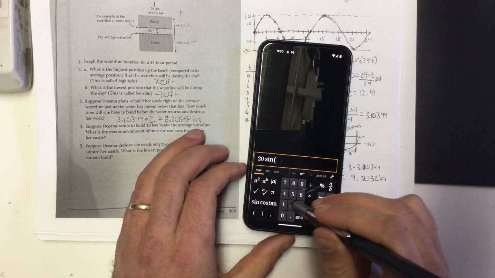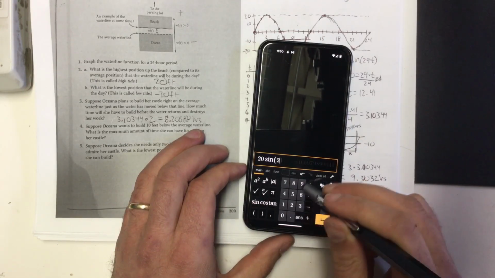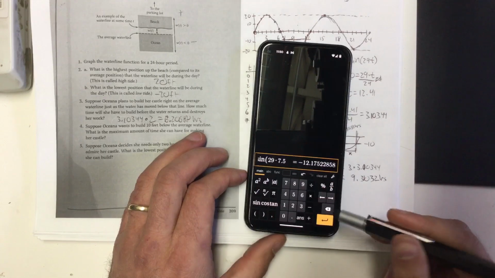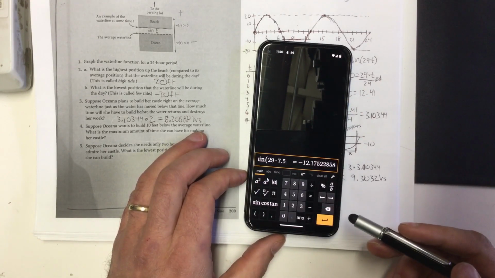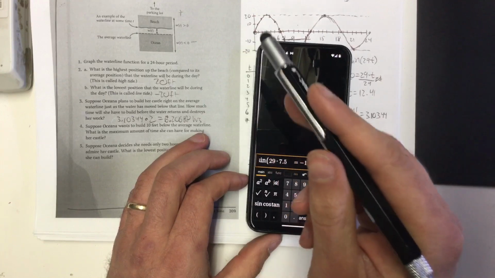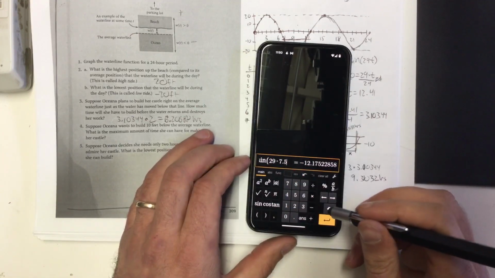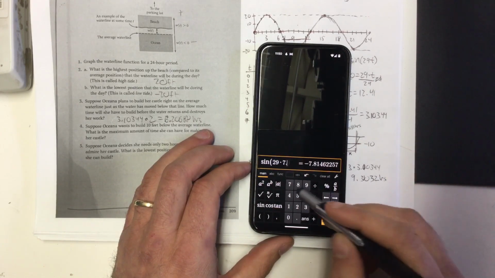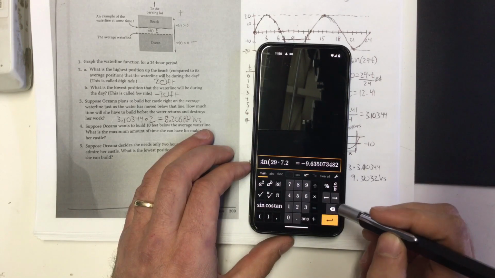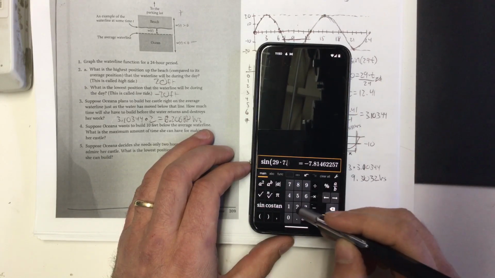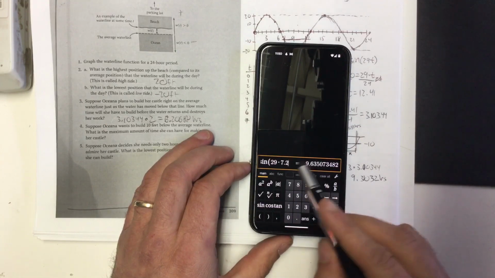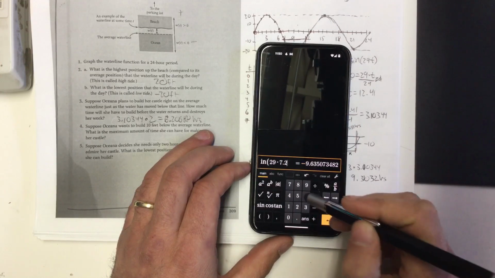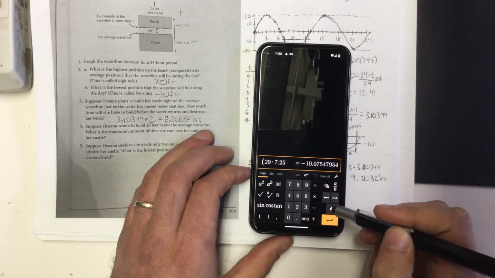20 times the sine of 29 times 7.5. Okay, so that's a little too low, which means we've gone too far ahead in time. We need to go back a little bit. So let's try 7.4. Still a little bit too low. 7.2? Now we're getting closer. What does 7.3 look like? Okay, so 7.2, and now we want to get this number as close to -10 as we can. Let's try 7.27. Oh, too big. 7.26.